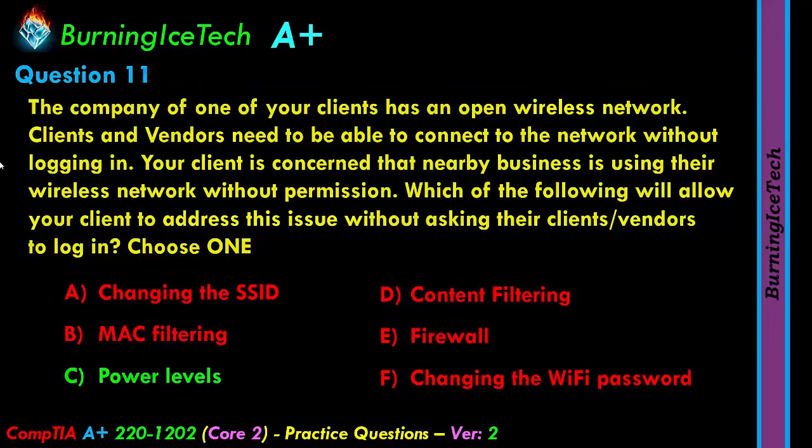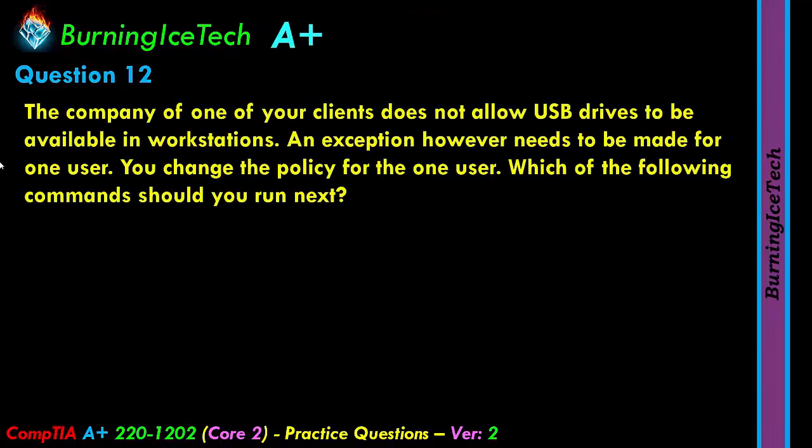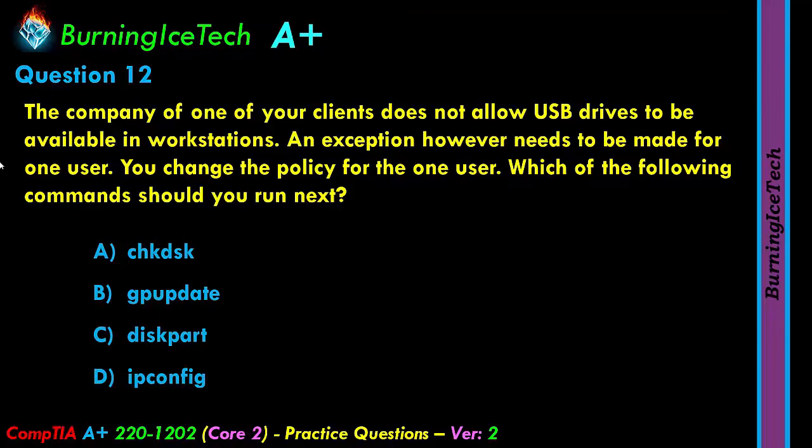Alright, let's move you guys on to question 12 here. The company of one of your clients does not allow USB drives to be available in workstations. An exception, however, needs to be made for one user. You change the policy for the one user. Which of the following commands should you run next? Now, guys, the command we're talking about here, I wouldn't say it's compulsory to run it, you don't have to go and run it, but it is going to make your life easier because it's going to make this policy take effect quicker, if I have to put it like that.